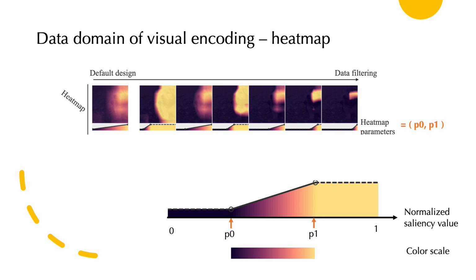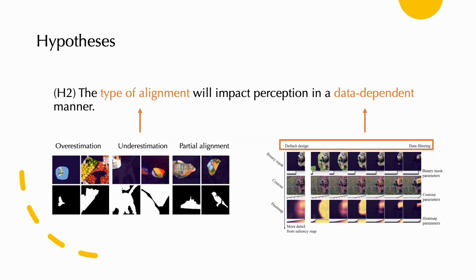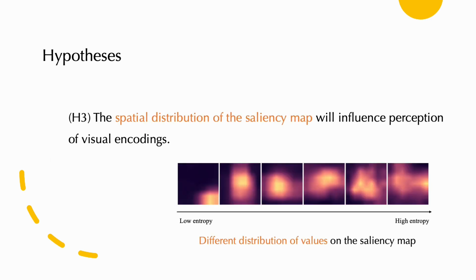In the heat map visualization, clamping maximum values in the data domain can be beneficial in displaying a wider range of colors for a narrow range of data values. We control the saliency range that will be color encoded in visualization through two visualization parameters. Beyond that, the heat map saturates, and one may see them as a way of removing outlying saliency values from the data. Given the factors on alignment type and data domain of visual encoding, we hypothesize that the type of alignment will impact perception in a data-dependent manner. For the third hypothesis, we hypothesize that the spatial distribution of the saliency map will influence perception of visual encoding.